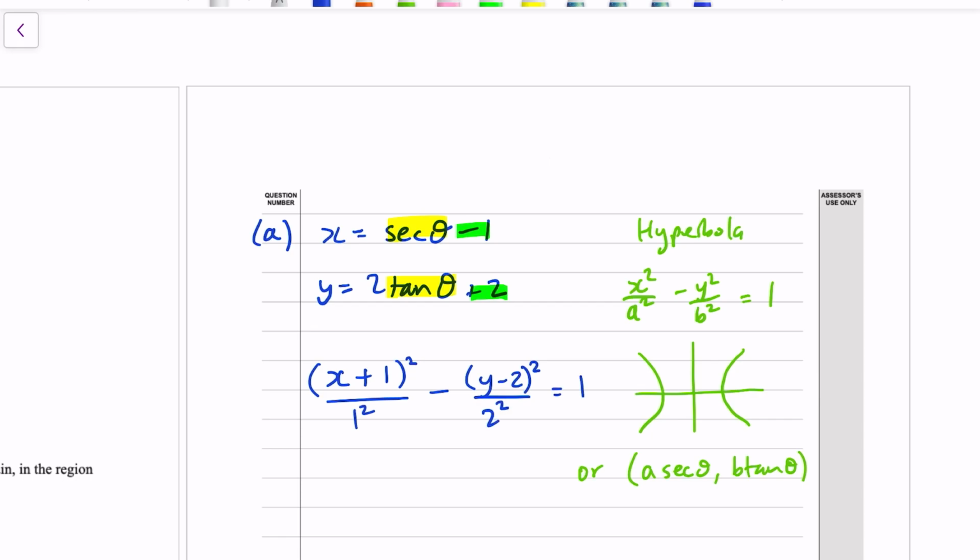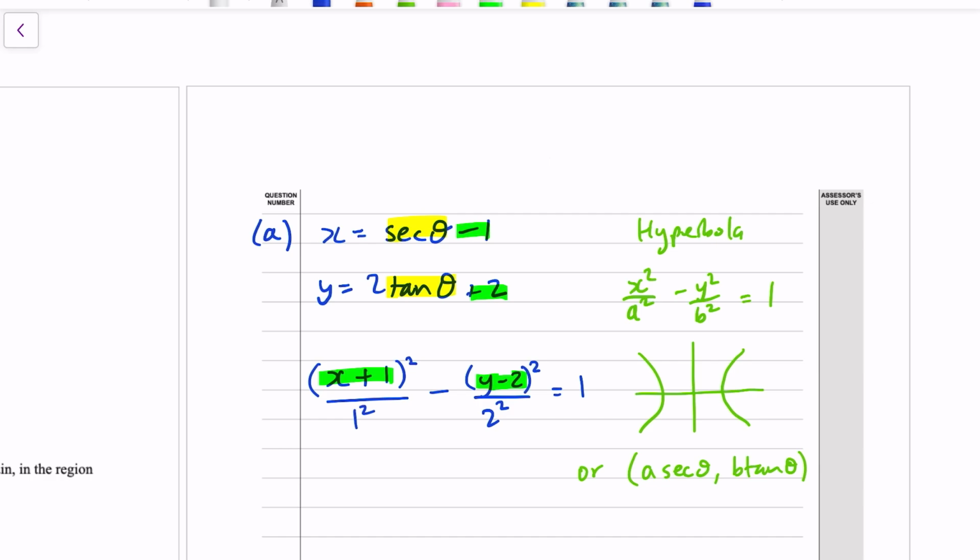Now why did I go plus 1 and minus 2? Well, we know that when you have a plus 1 in there, it moves the graph to the left, to the negative side. And when it moves to the left, you're essentially taking 1 off all of the x values. Likewise, y minus 2, that's a shift upwards by 2, which is the same as saying add 2 to all the y values. So that's the Cartesian equation that the question wanted us to find.